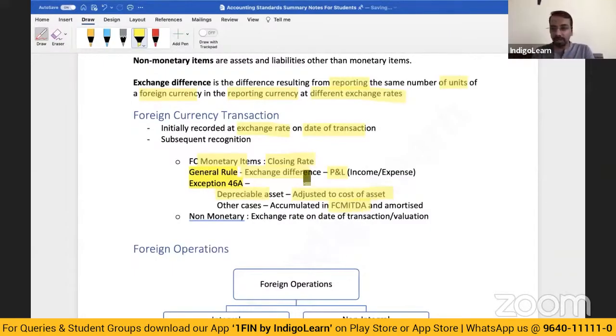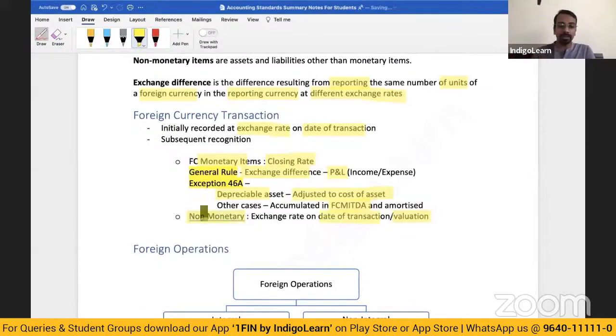As far as non-monetary items are concerned, you will use the exchange rate on the date of transaction, or if the fair value approach or revaluation model is being followed, you will use the exchange rate on the date of valuation. So for inventory, you will use the exchange rate on the date of valuation of the inventory. For fixed assets, you will use the exchange rate on the date of transaction. Now this is for conversion of non-monetary items.